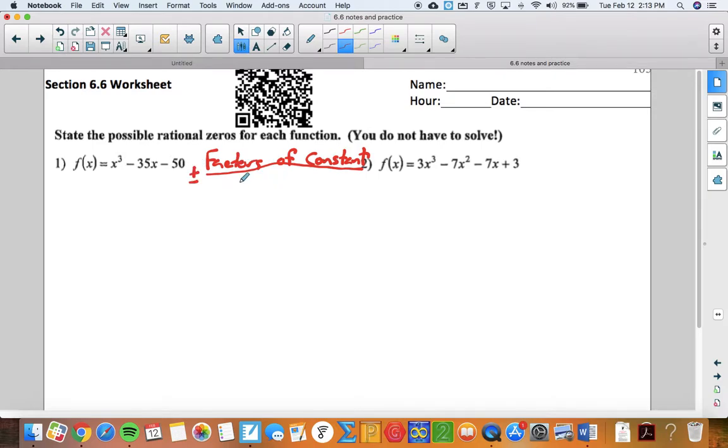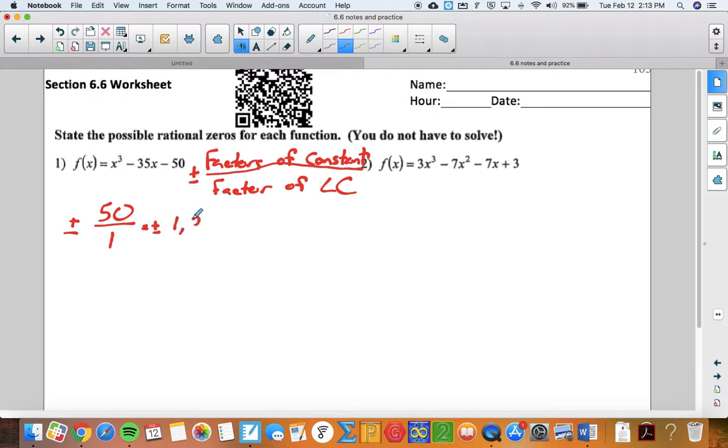So factors of the constant divided by factors of, I'm just going to put LC for La Crosse Central, or leading coefficient. And here we go. So the constant is 50, or negative. It's technically negative 50, but we're going to have a plus or minus in front of this anyway, so let's call it positive. The leading coefficient's 1. So let's list the factors of 50.